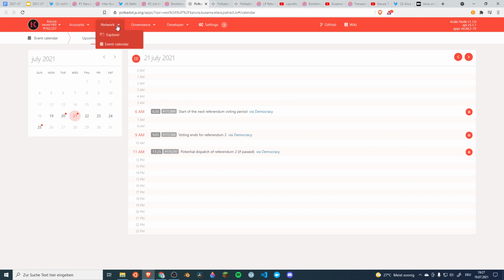There is a very practical tool in the portal, and we're going to link it. In the portal of Karura, you can find the event calendar. The event calendar automatically fills in all the dates that are imposed by the actual democracy, and it shows them in your local time. So this is an estimation of when this block is going to happen and what is happening at this point. And so we're talking about referendum number 2 that will actually bootstrap the pool.